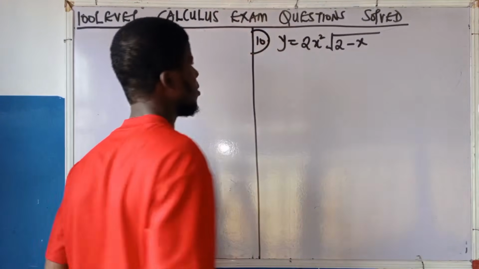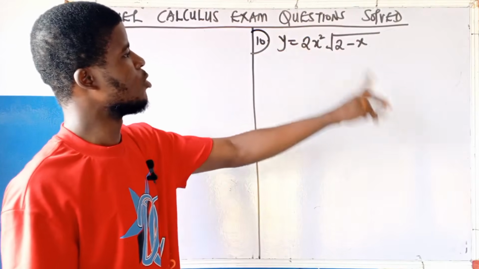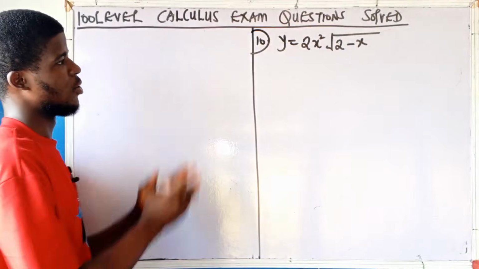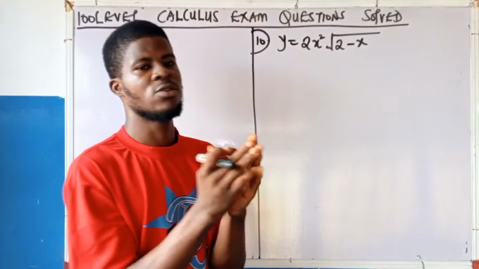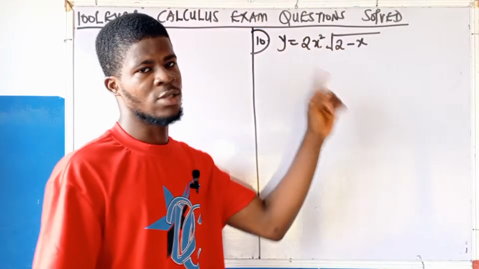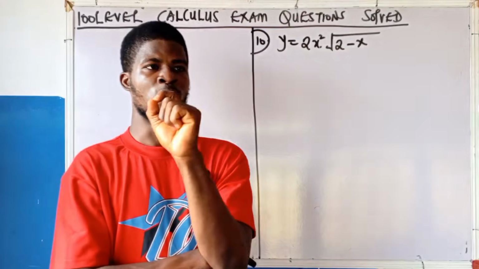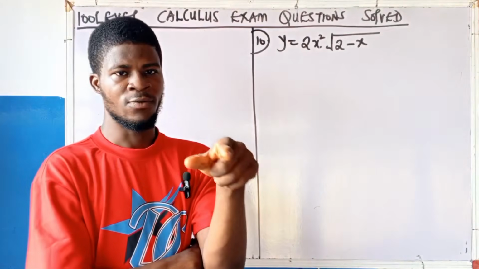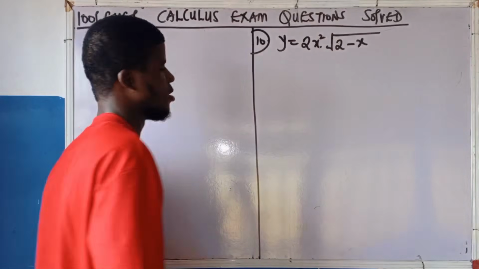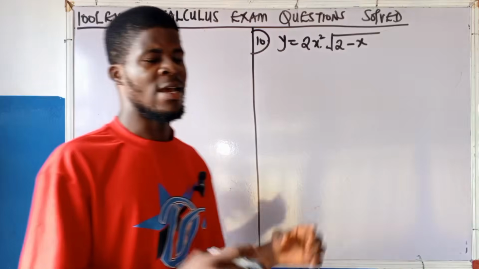Right, let's solve question 10. We are asked to differentiate this function, y equals 2x squared into the square root of 2 minus x. What type of a function is this? Looking at this function, it's a function that involves a product of two functions, 2x squared and the square root of 2 minus x. But the problem with this question is that we are not just going to use the product rule alone, but the chain rule will also be involved in the solution. Yes, check it out. For the square root of 2 minus x, I need the chain rule to solve that. Alright, and for everything in total, I need a product rule.